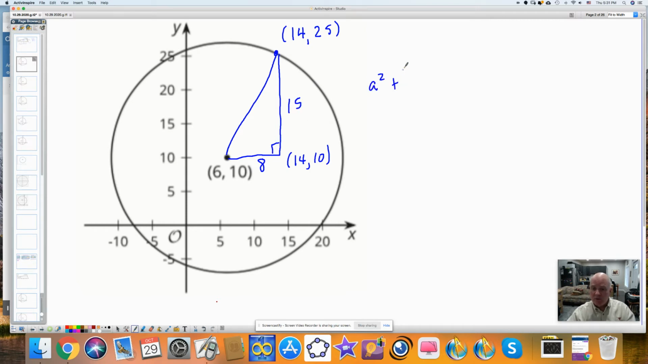a squared plus b squared is equal to c squared. I happen to know that this is a Pythagorean triple, so I can just look at it and tell you what the answer is. But if you wanted to work it out, you could, and you'd find out that c is equal to 17, which means that this point is on the circle. If it is on the circle, then this equation would hold true.